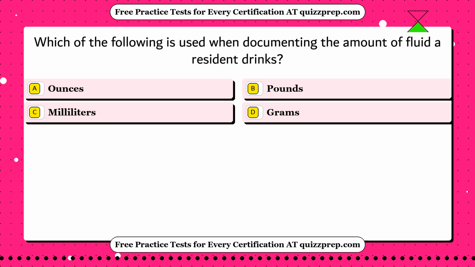Question 50. Which of the following is used when documenting the amount of fluid a resident drinks? Option A. Ounces. Option B. Pounds. Option C. Milliliters. Option D. Grams.